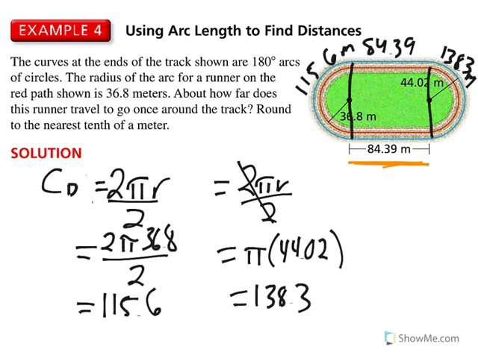So I just add all my parts. So my 115.6 plus my 84.39 plus 138.3 plus again another 84.39. And it wants nearest tenth of a meter, so when they go one time around the track, it's going to be about 422.7 meters.